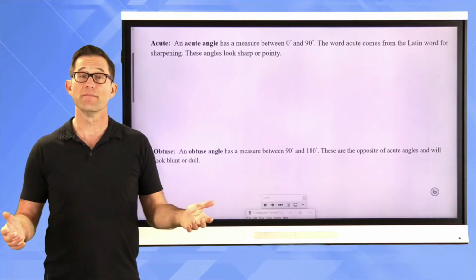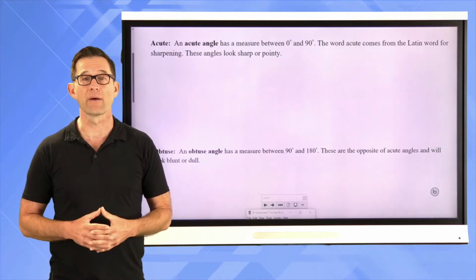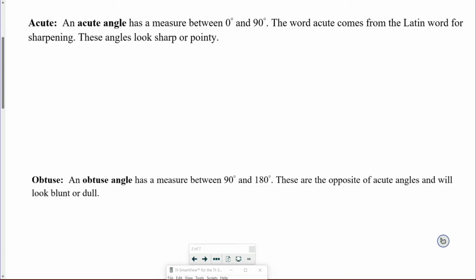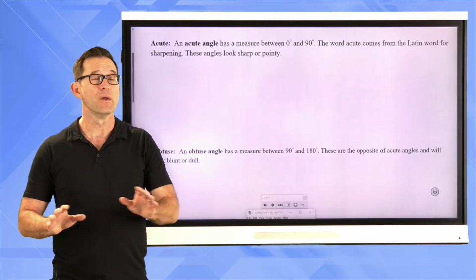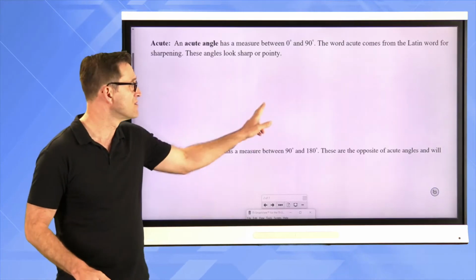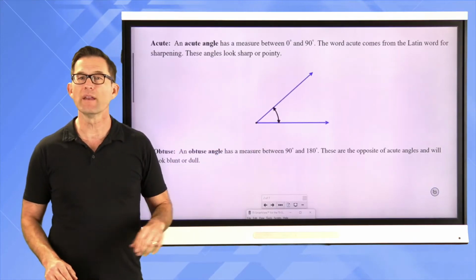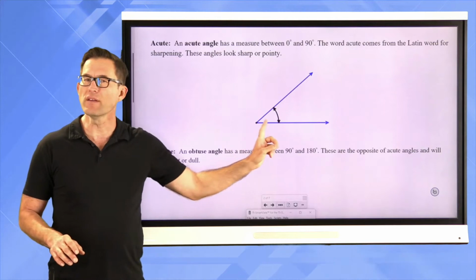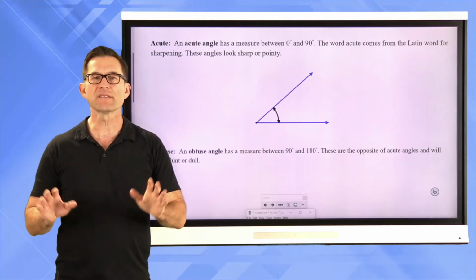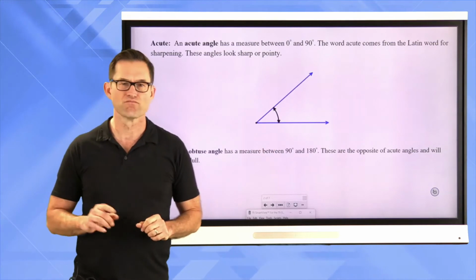The first, maybe most common type, is an acute angle. An acute angle has a measure between 0 degrees and 90 degrees. The word acute comes from the Latin word for sharpening. These angles look sharp or pointy. So acute angles are between 0 and 90, they look sharp and pointy, and they're less than a quarter of a turn.